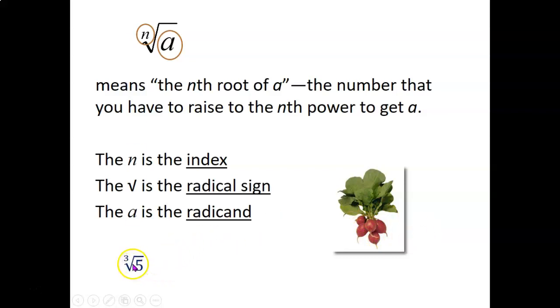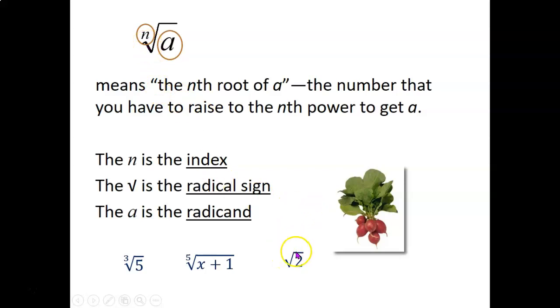So anyway, in something like the cube root or third root of 5, the index would be the 3, and the radicand would be the 5. The fifth root of x plus 1, 5 would be the index, x plus 1 would be the radicand. So this would mean the number that you have to raise to the fifth power to end up with x plus 1. And then for the square root of 2, the index is 2.